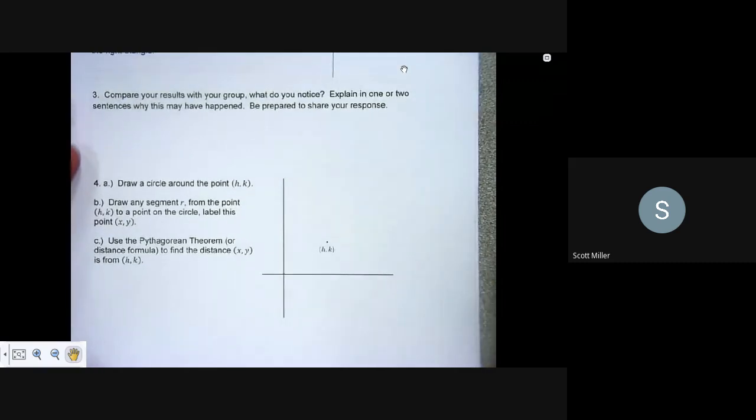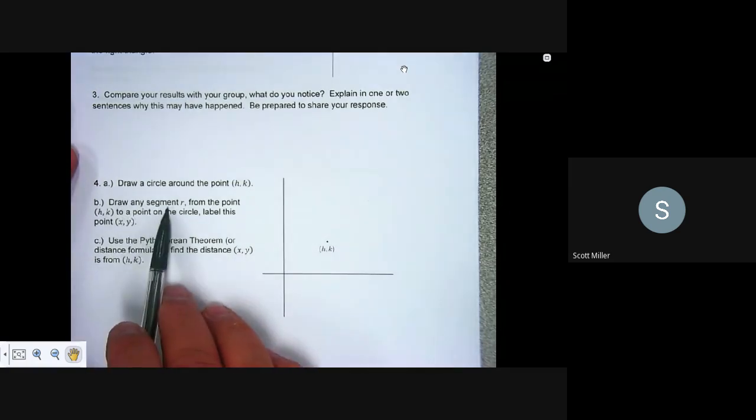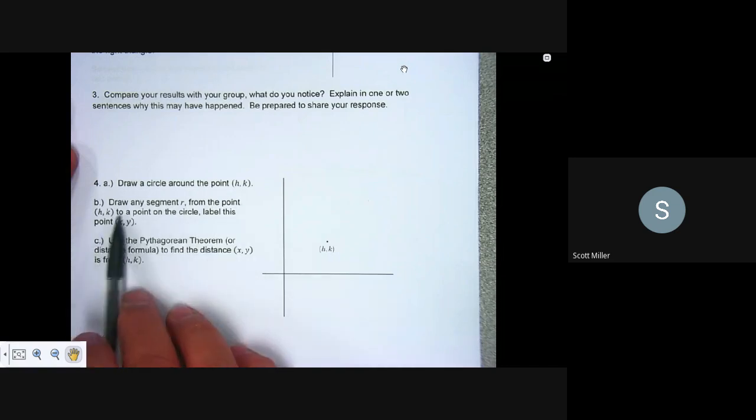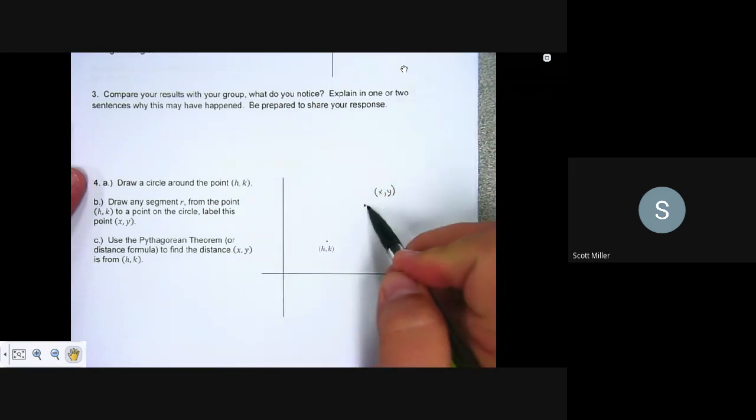And so here we go. If you just kind of walk us through the process. So we're going to draw a circle around HK. That's going to be the center of my circle. We're going to draw any segment R from a point HK to some point that's on the circle. So what I need is a point out here somewhere that I'm going to call X and Y. I can put it wherever I want. For the sake of the picture right now, I'm going to put it right there. I could put it anywhere, but this is where I'm going to put it. And this is the point X, Y. And that point is on my circle.